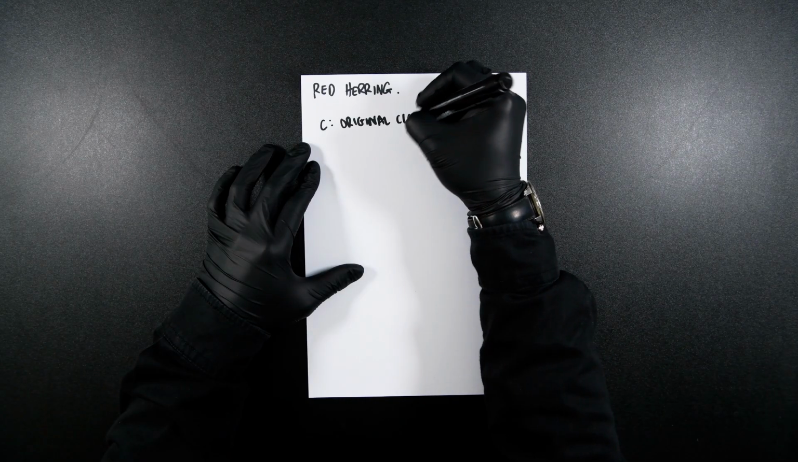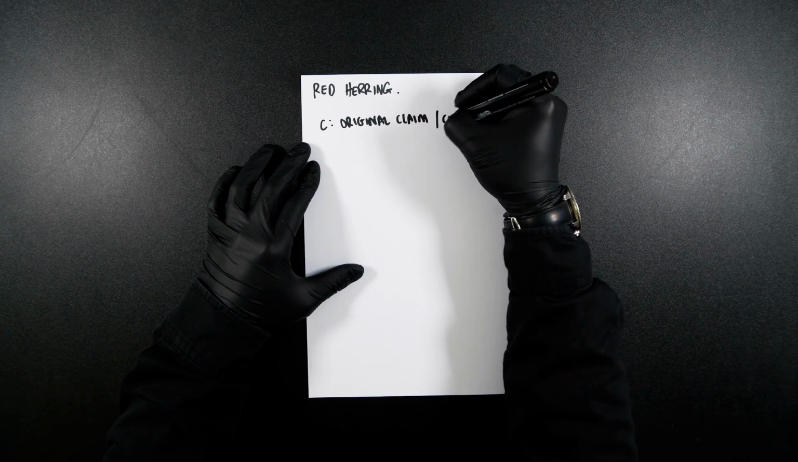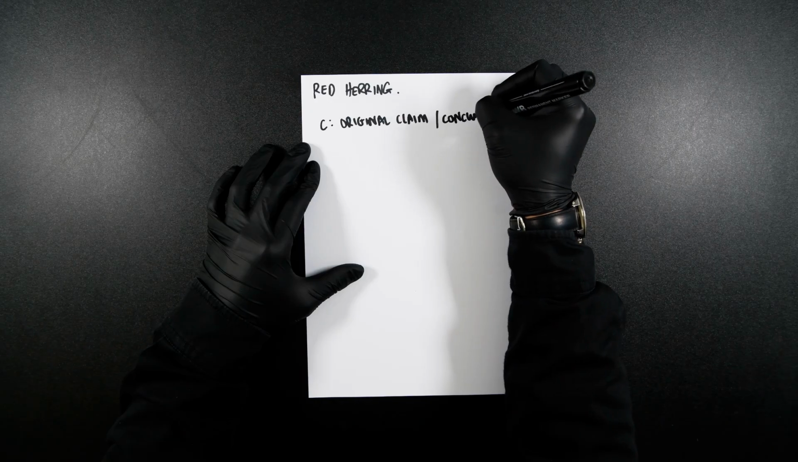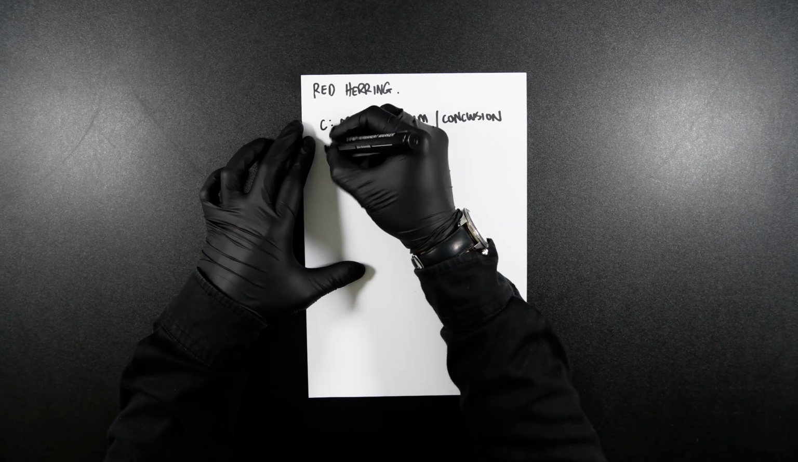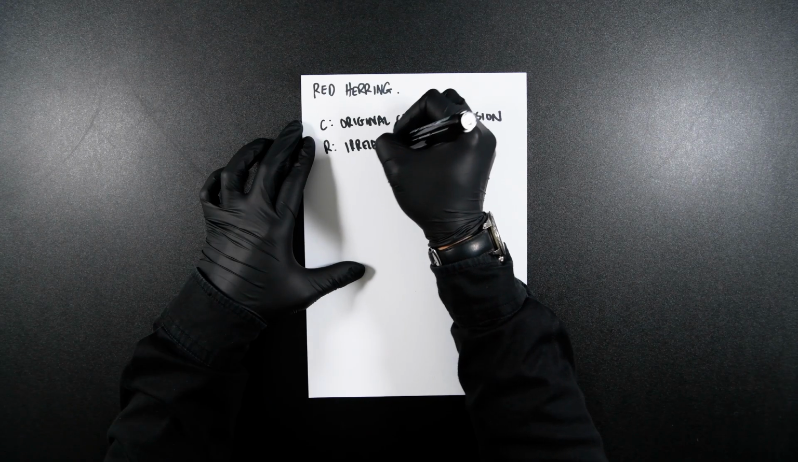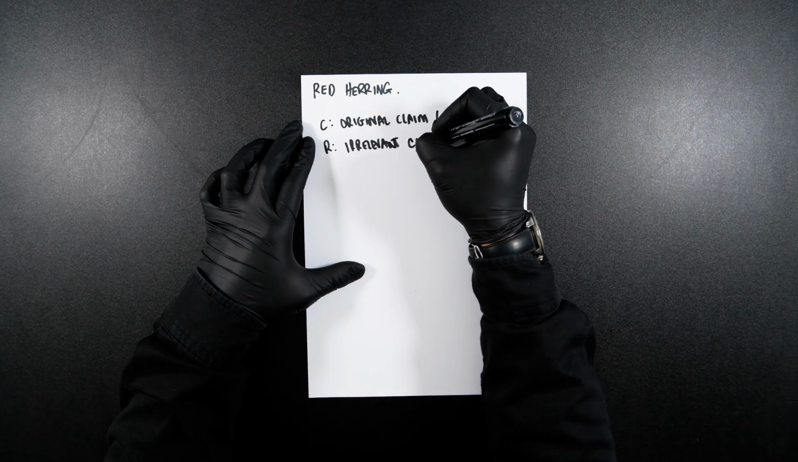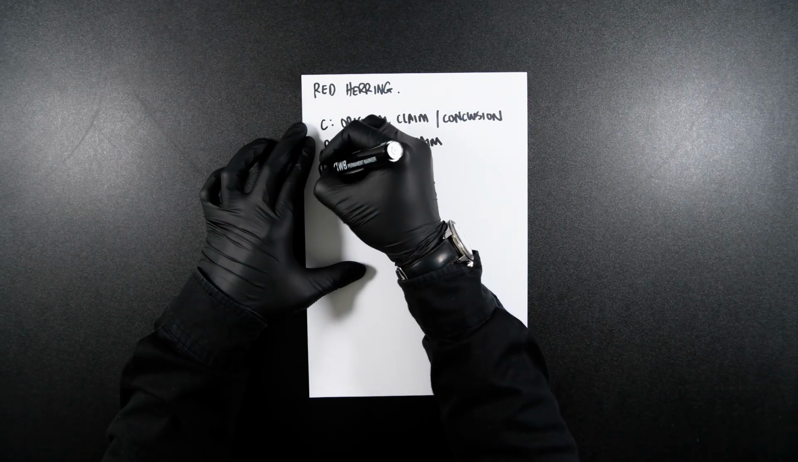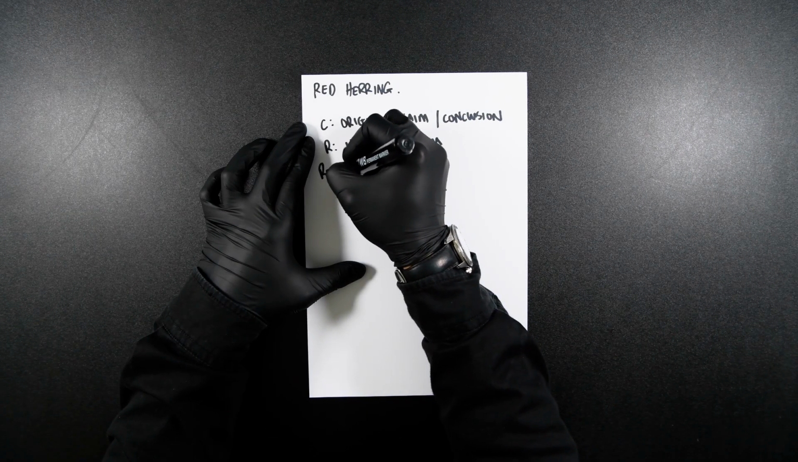So let's use the original claim, or we could write conclusion as C, and R to be the irrelevant claim. So that means we need to now use a bit of predicate logic.